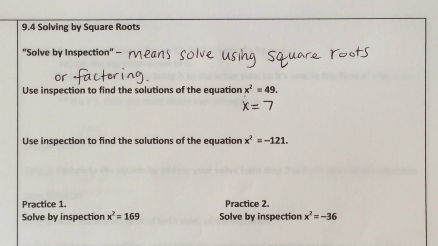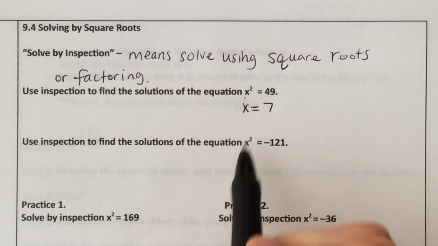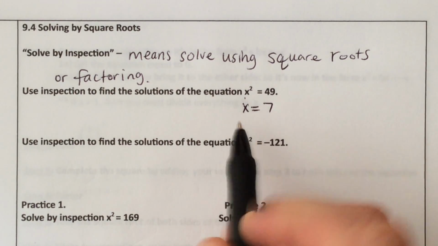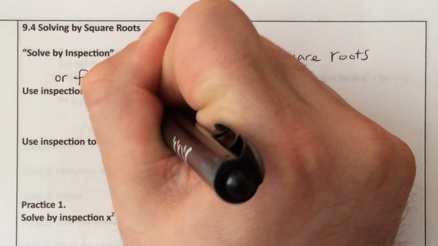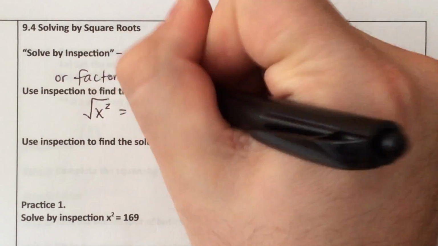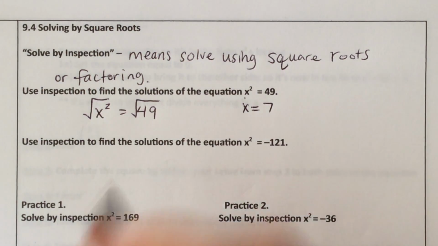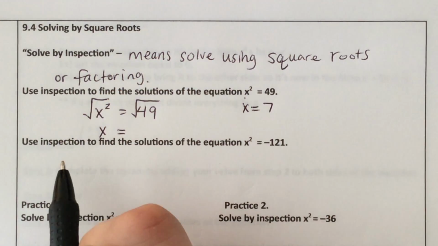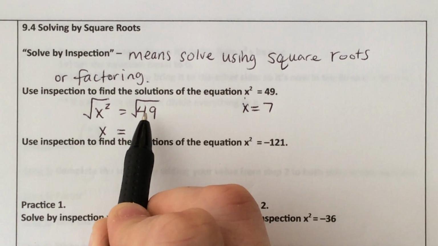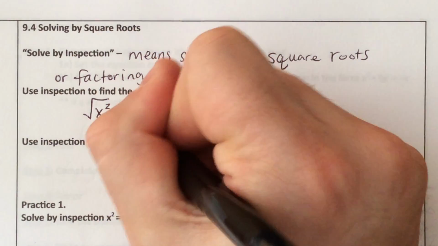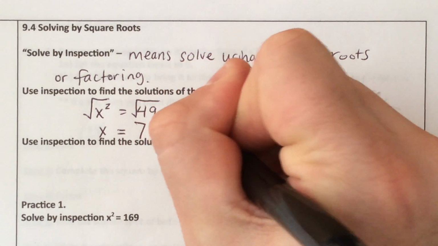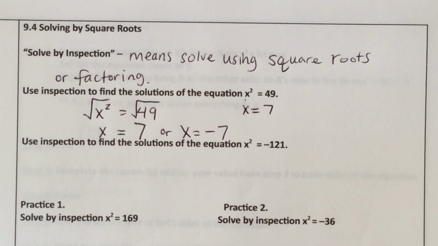But we need to be careful. When we're solving with square roots, we've got to remember there's actually a positive version of the answer and a negative version. Yes, 7 times 7 is 49, but negative 7 times negative 7 is also 49. So a better way to do this is to take our original equation and take the square root of both sides. So we end up with x equals, and again, we have the positive version and the negative version. So I could have x is 7 or x is negative 7. So either of those work.